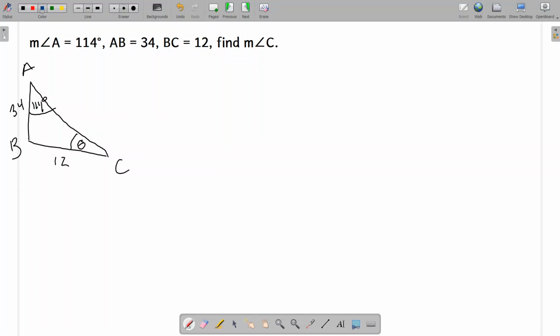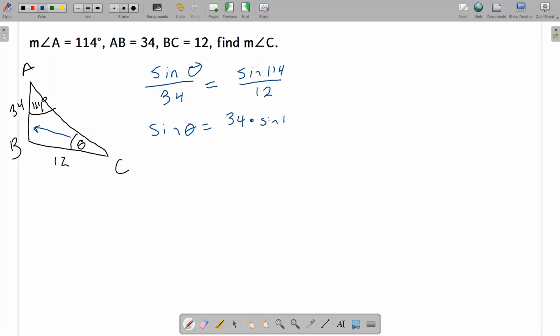So let's set this up. We've got theta across from that side length of 34. So sine of theta over 34 is equal to sine of 114 over its opposite side length, which is 12. Okay, so we're going to multiply both sides by 34 now. And then we're going to do inverse sine of that.